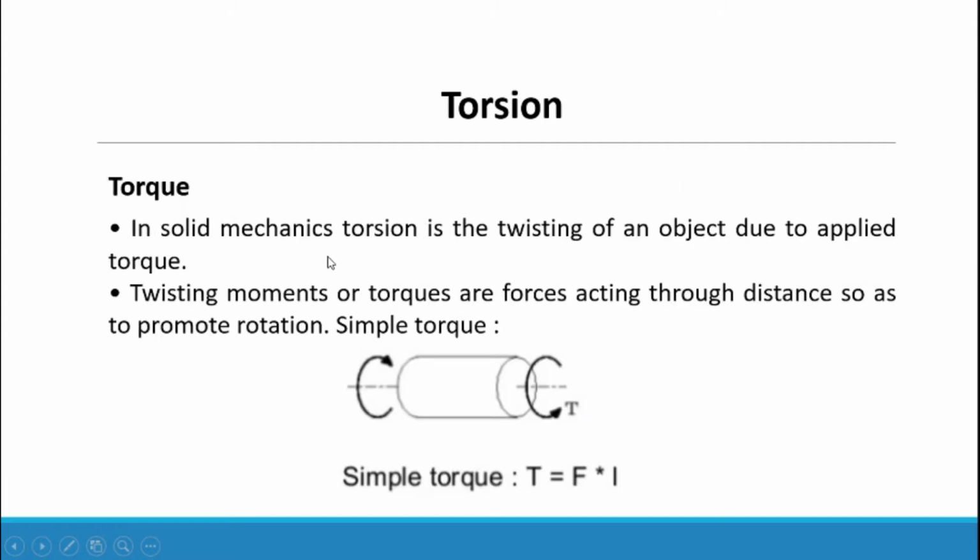Torque. In solid mechanics, torsion is the twisting of an object due to an applied torque. And twisting moments or torques are forces acting through distance so as to promote rotation. And simple torque is equal to F times L, or the force times the length, and that's the simple torque.